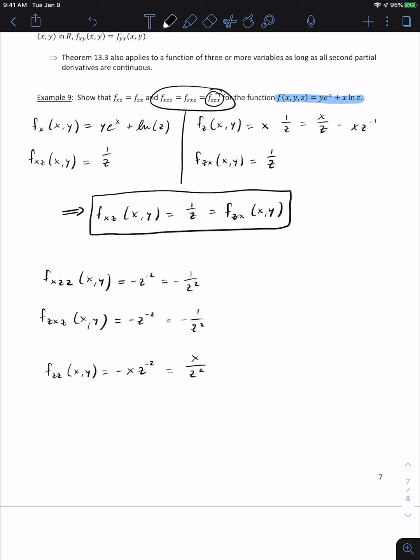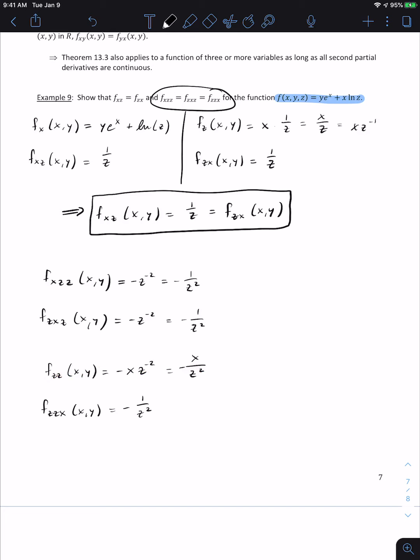And now I can find the last one here, which was f sub zzx. So if I want to find this guy, I go to f sub zz, which is this guy right here, and I take its derivative with respect to x. Well, in this case, the x would go away, and I just have the constant, negative 1 over z squared.